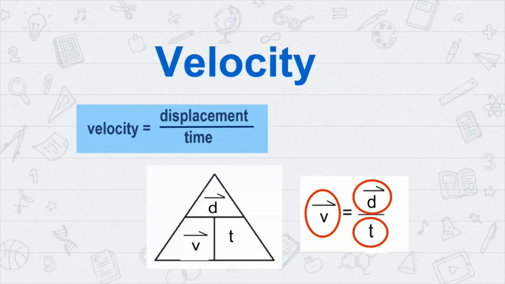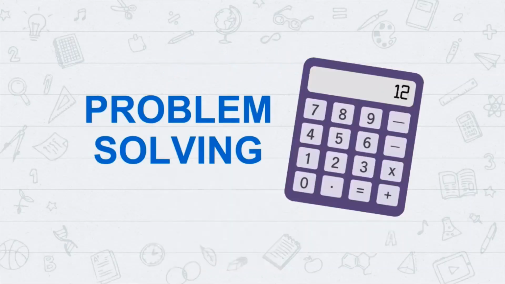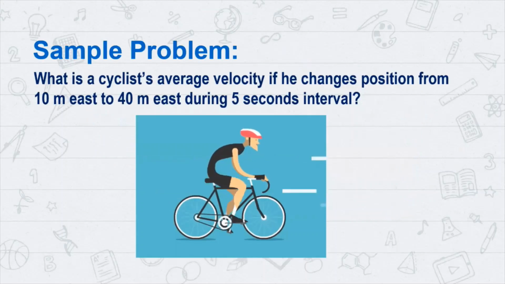To solve for velocity, we use the formula velocity is equal to displacement divided by time. Notice the symbols that represent velocity, displacement, and time. Also, check out this formula triangle to guide us in problem solving. Okay, let's have another problem. What is a cyclist's average velocity if he changes position from 10 meters east to 40 meters east during 5 seconds interval?